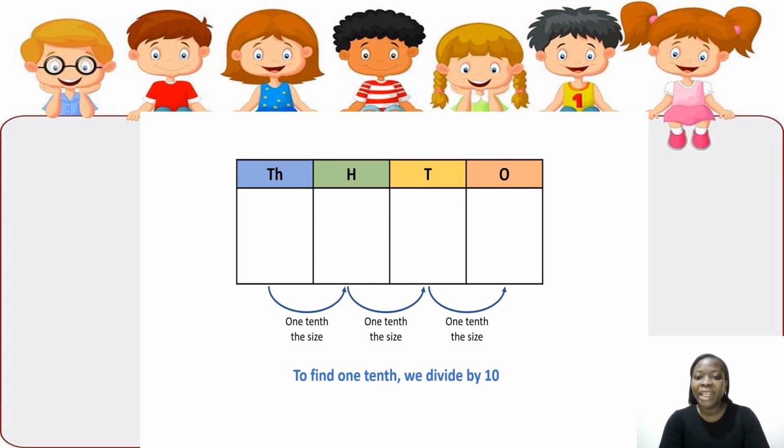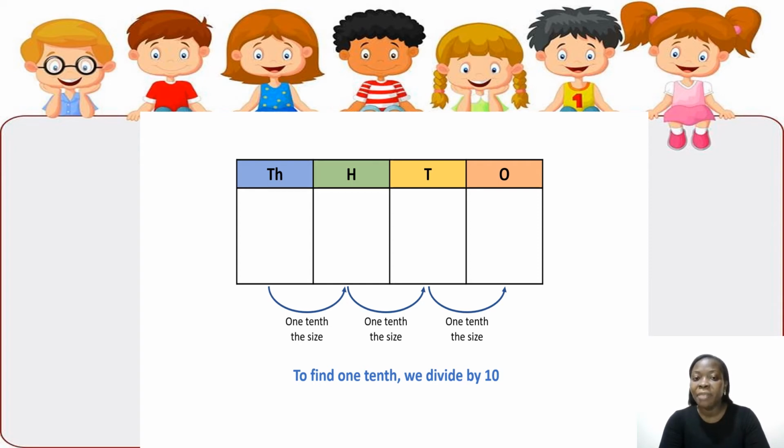Now, when we divide by 10, the hundreds column is 1/10 the size of the thousands. The tens column is 1/10 the size of the hundreds, and the ones column is 1/10 the size of the tens column. Now, to find 1/10, we divide by 10.